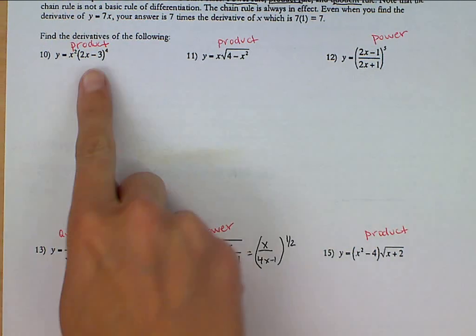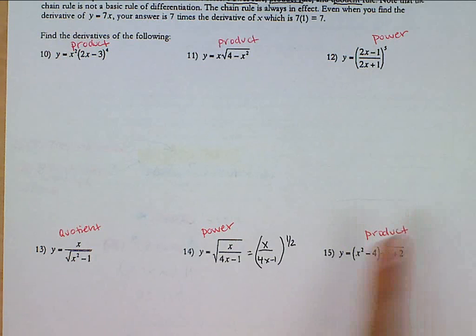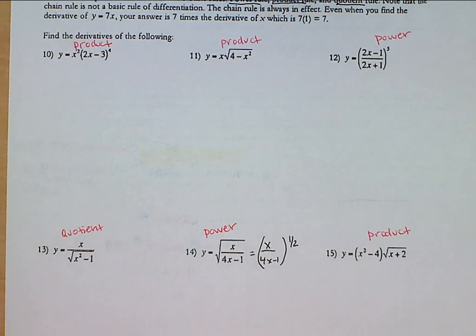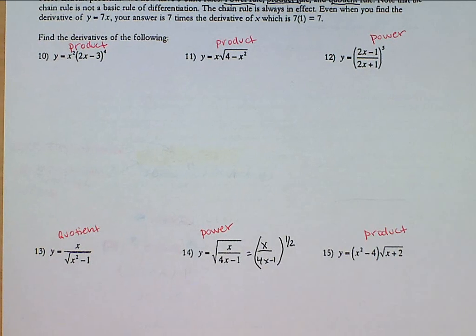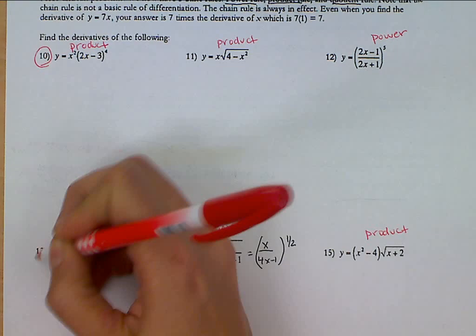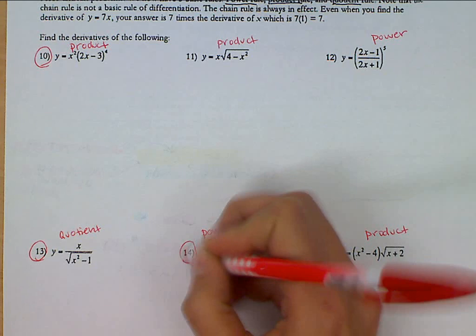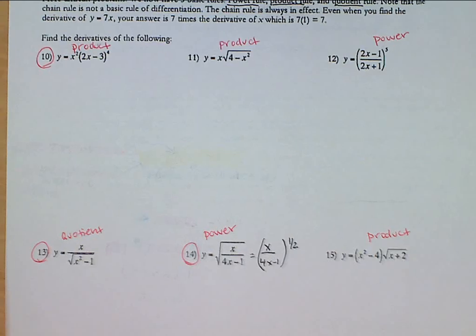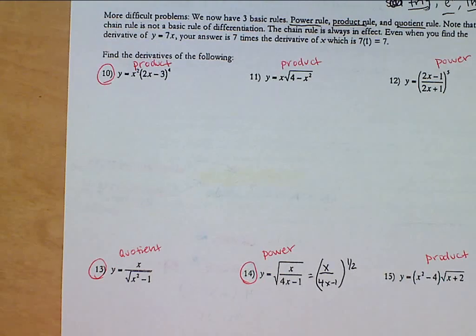But within these product, power, and quotient rules, we are going to utilize the chain rule that we just learned. So I'll do an example of each of those. I will walk through the more challenging ones. I'll do that one, obviously that one, and then I'll do this one as well. So let's start off with just the product rule.